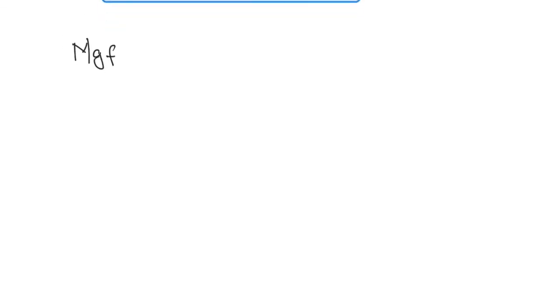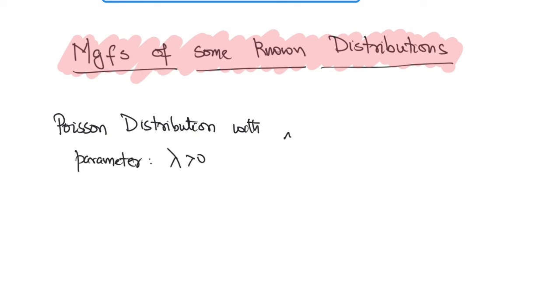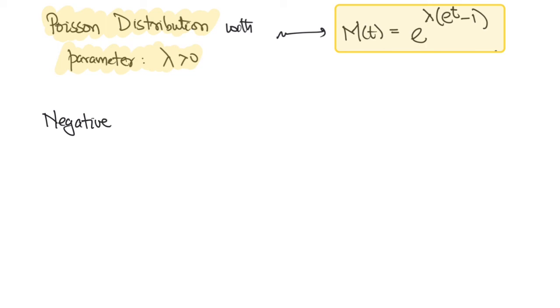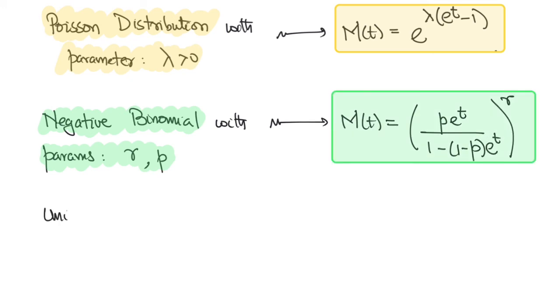We wrap up this video with the moment generating functions of some known distributions. The Poisson distribution with parameter lambda greater than 0 has the moment generating function M(t) equals the exponential of lambda times (e to the t minus 1). The negative binomial distribution with parameters r and p has the moment generating function M(t) equals (p times e to the t divided by 1 minus p times e to the t), the whole raised to r.